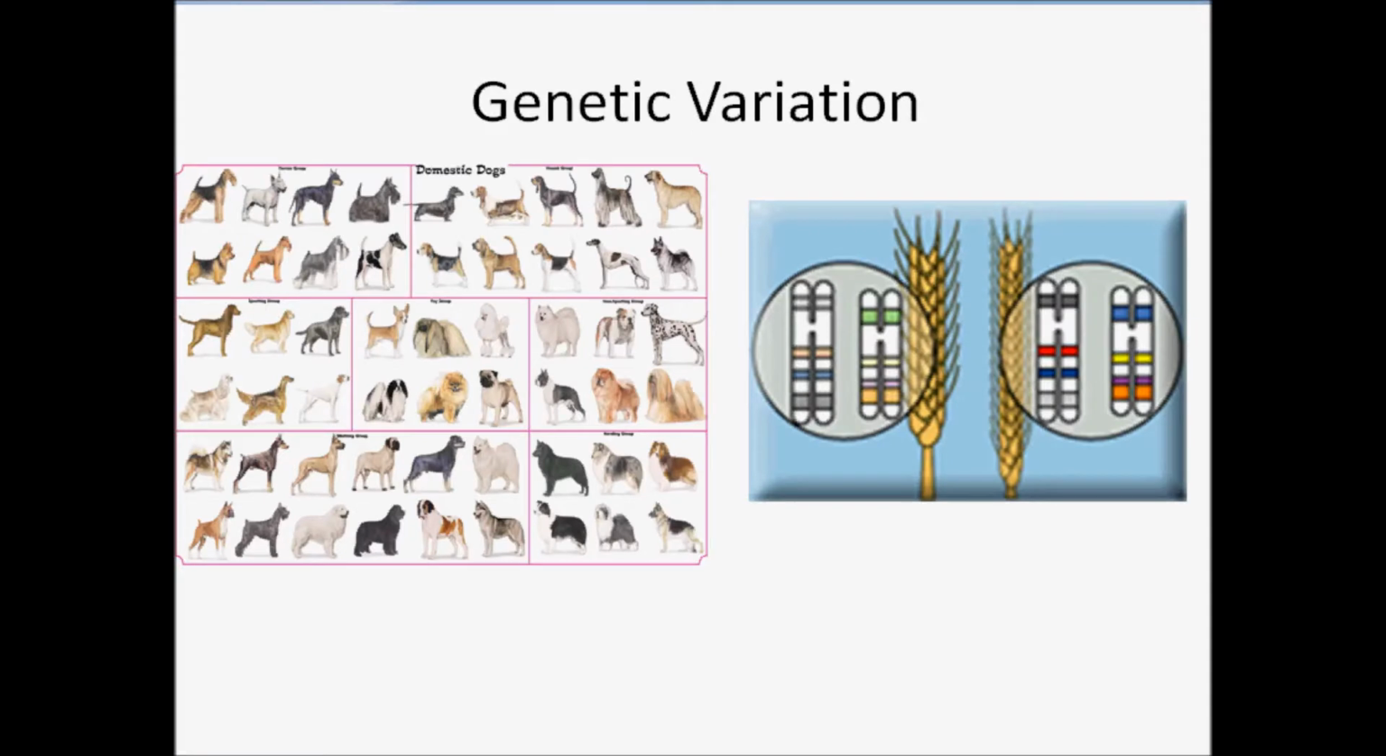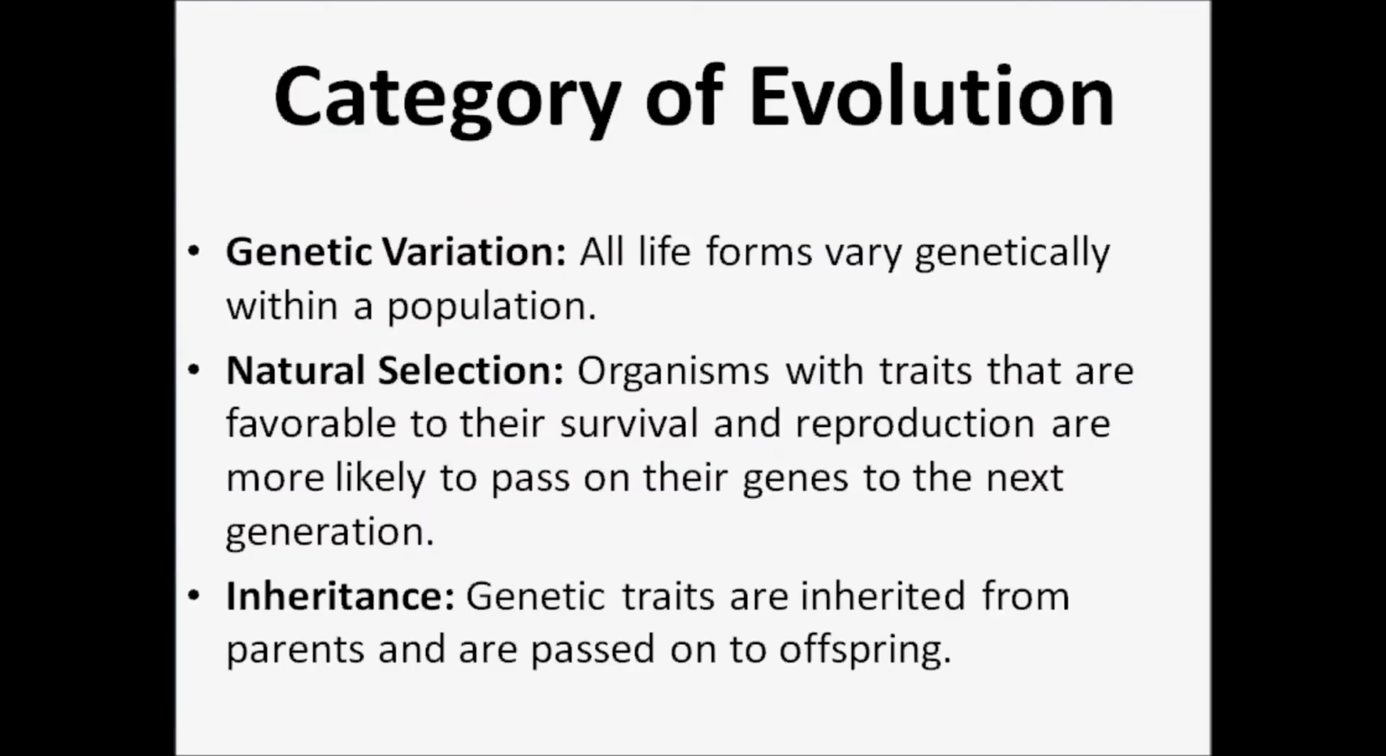On the picture of genetic variation, we have a bunch of dogs that have different traits and different genetic codes. And on the right, we have wheat that has a different genetic code as well and is physically different.